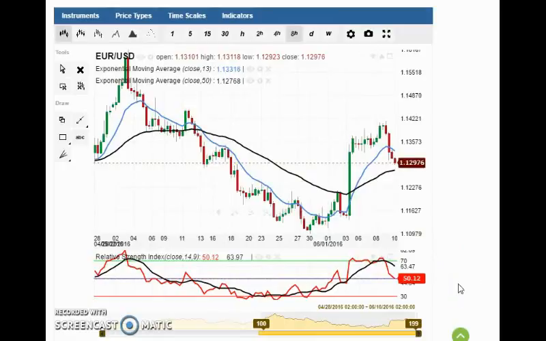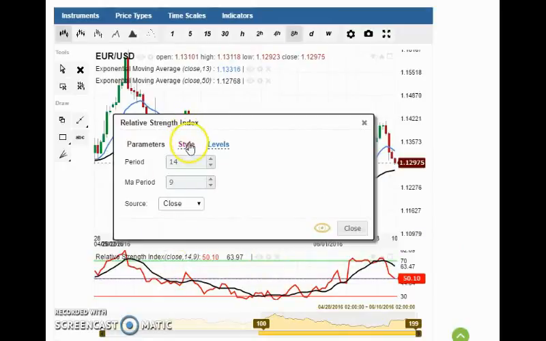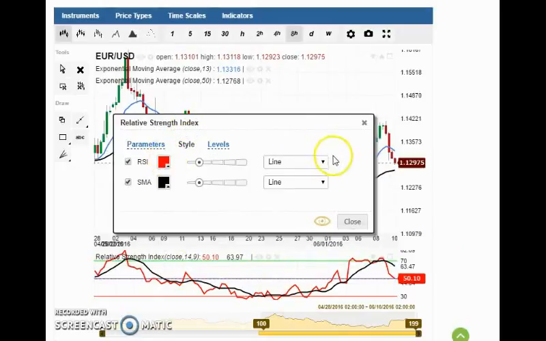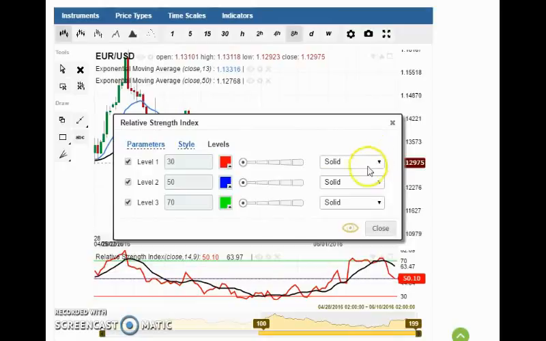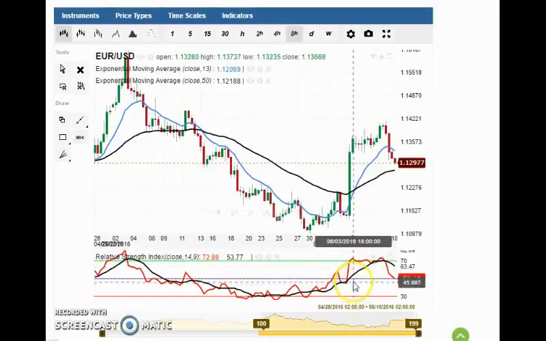For those of you trading with Easy Forex, if you want your RSI to look the way it looks, as you can see, we modify the style and make it a line. So you click modify and select line for both. And of course you have to select solid for your levels, the 70, 50, 30 levels. That's how the moving average strategy works when you're buying and selling, in short.